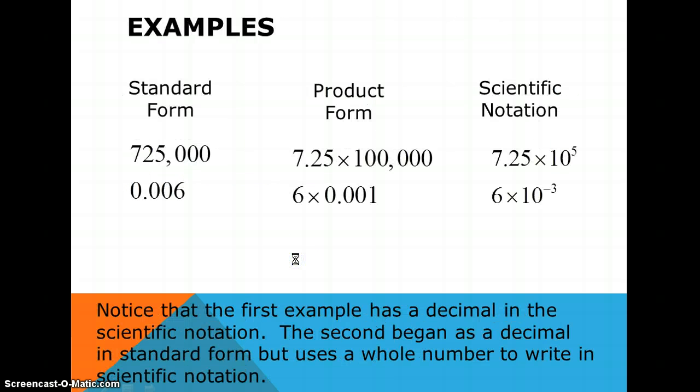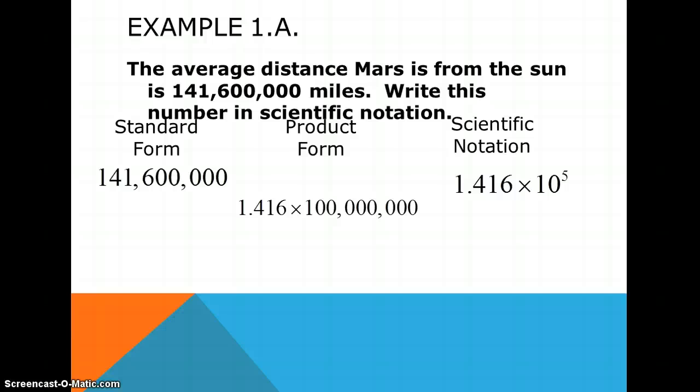Here are some examples. Notice that the first example has a decimal in it. Notice that the second example starts as a decimal and finishes up with a whole number. Here are some examples. The distance from Mars is 141,600,000 miles away from the Sun. To write it in scientific notation, it's 1.416 times 10 to the eighth power. Notice right here, there's your 1 or bigger, and it does use decimals.